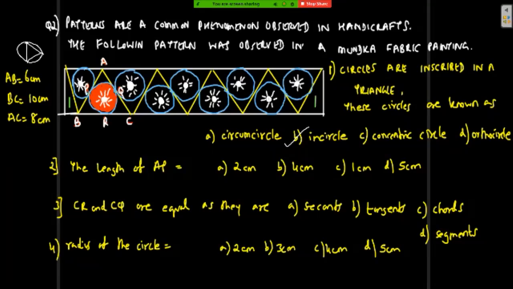Now they have given some dimensions, that AB is 6. Okay, BC value is 10. So this distance is 10. This distance is 6. And this distance is 8. Question is, what is the value of AP?